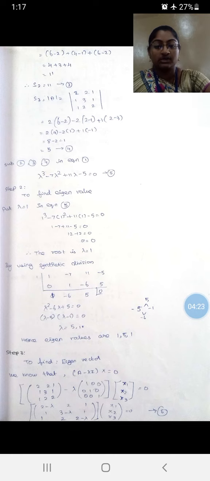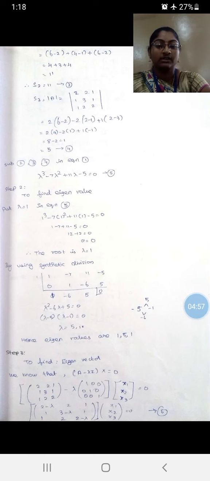So in step 3, to find the eigenvector, we know that the formula for the eigenvector is A minus lambda I into X equal to 0. A is nothing but our given matrix, minus lambda into I, where I is the identity matrix, that is [1 0 0; 0 1 0; 0 0 1]. X is nothing but [x1; x2; x3] equal to 0. So substitute lambda inside, I get the diagonal elements as 2 minus lambda, 3 minus lambda and 2 minus lambda. Mark this as sixth equation.